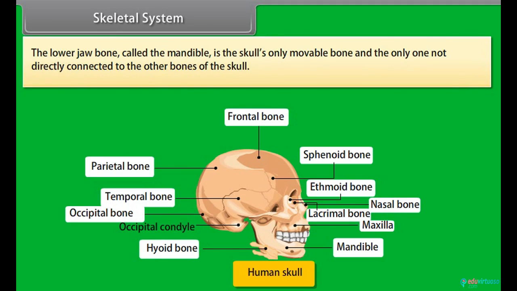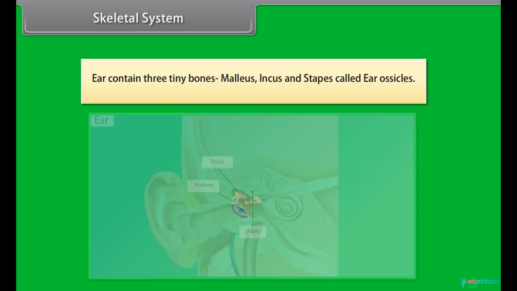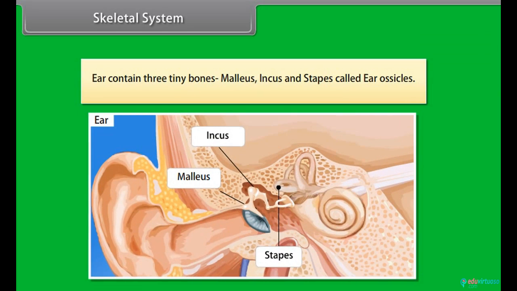The lower jawbone, called the mandible, is the skull's only movable bone, and the only one not directly connected to the other bones of the skull. The ear contains 3 tiny bones, malleus, incus and stapes, called ear ossicles.